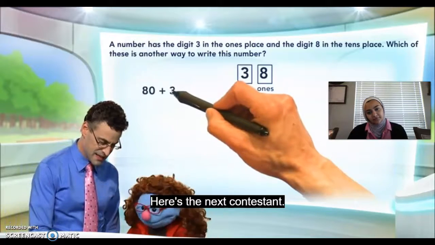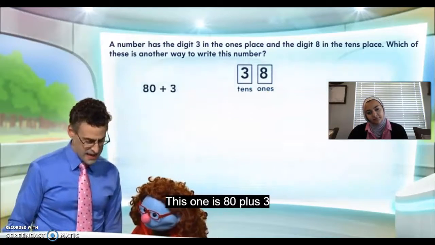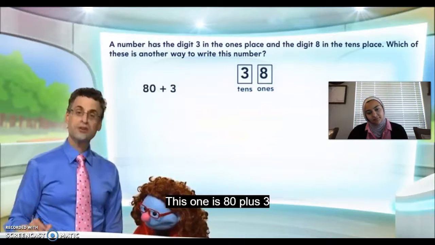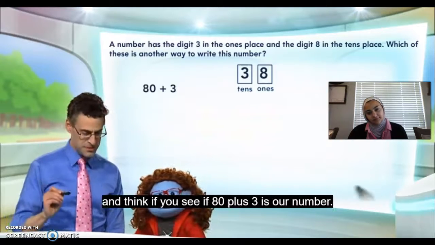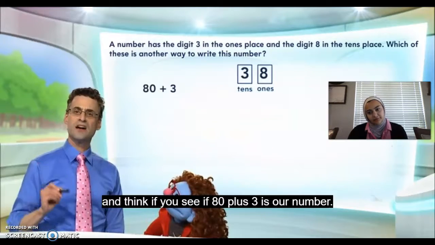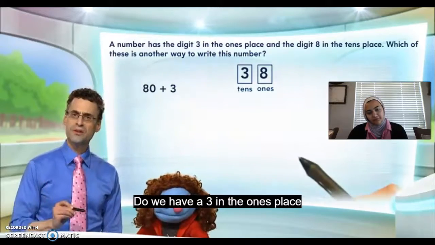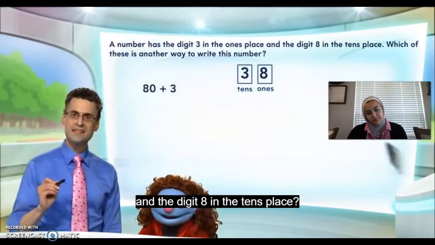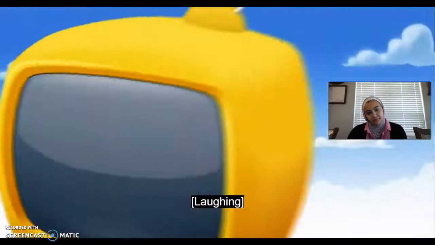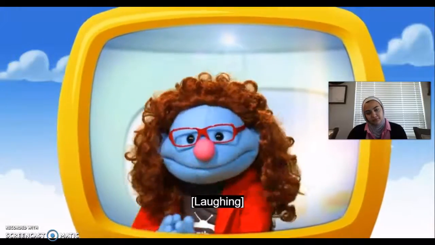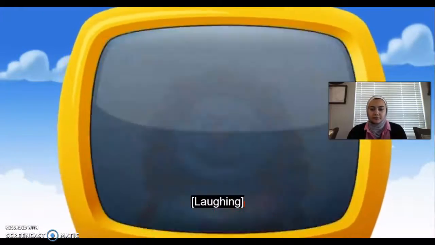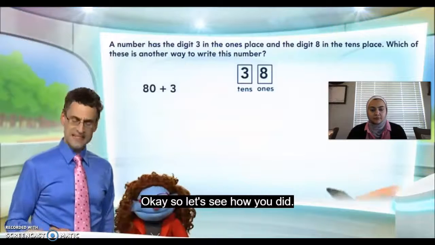Here's the next contestant. This one is 80 plus 3. And so now I want you to think if you see if 80 plus 3 is our number. Do we have a 3 in the ones place and the digit 8 in the tens place? Think about it. Okay, so let's see how you did.